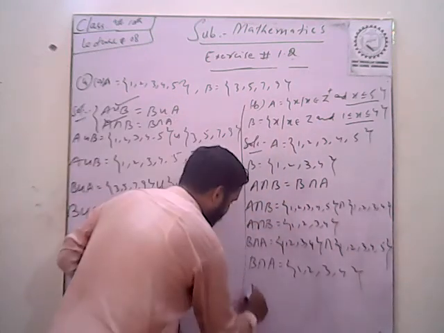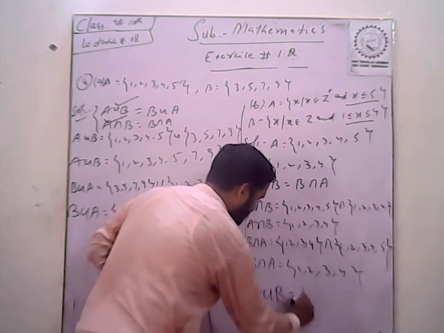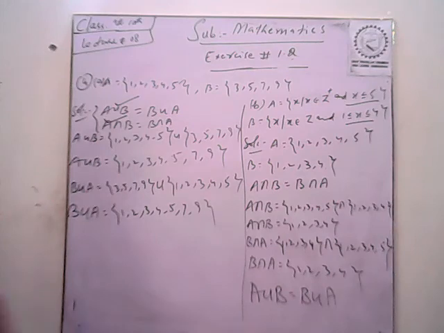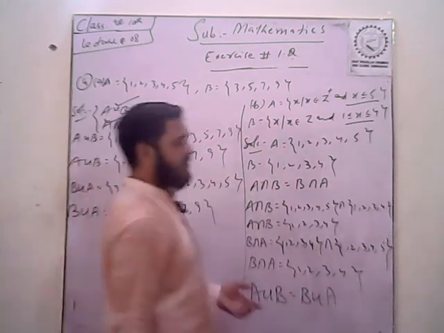So prove that A intersection B is equal to B intersection A, and A union B is equal to B union A. You can find similar this.